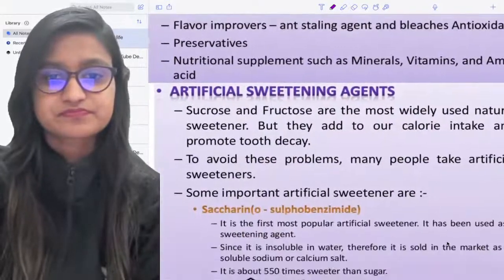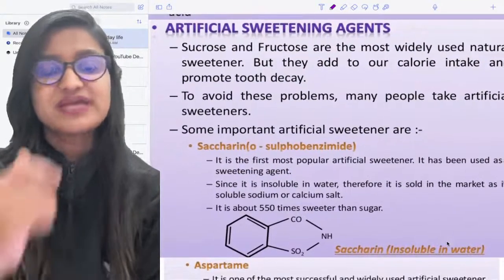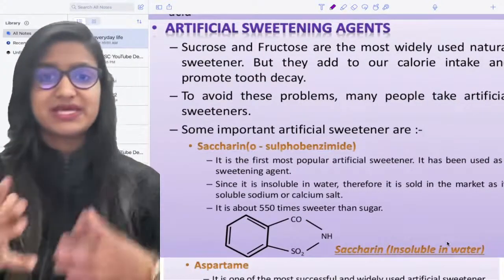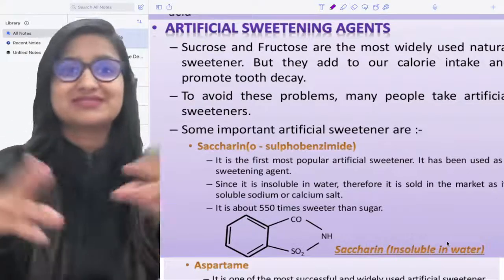ठीक है? Now if we look at the artificial sweetening agent, now let me tell you one thing, that it is like 2 important things.